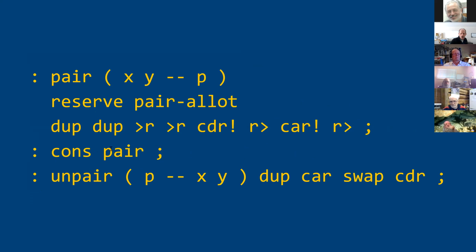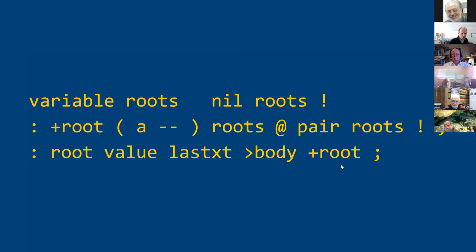We can also call this cons because that's the more conventional Lisp-y name, but for symmetry, I like having a word pair and unpair. And unpair just does the car and the cdr and gets them back out. So that's just the allocation. And now we'll need to have some roots to be able to do this collection. And I've got one variable to keep track of a chain of roots.